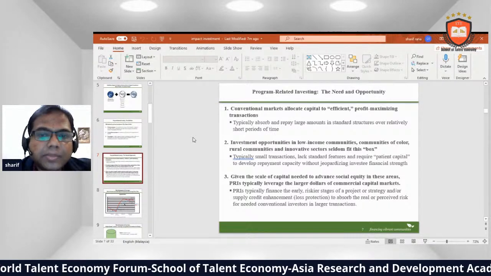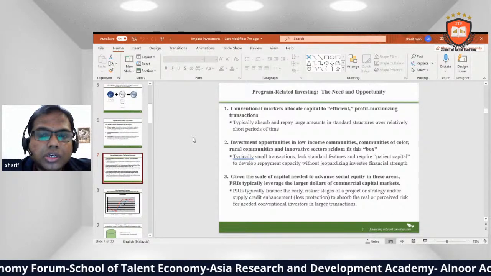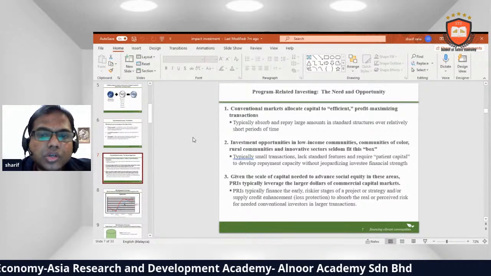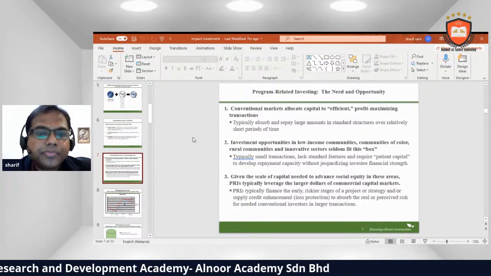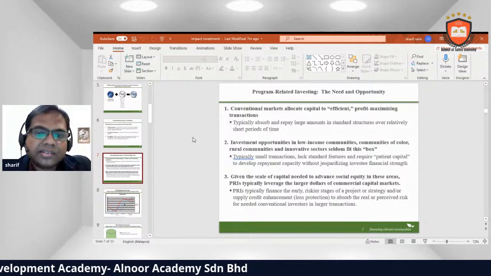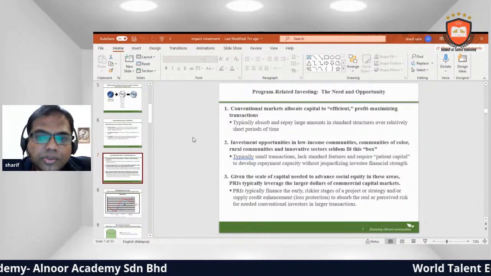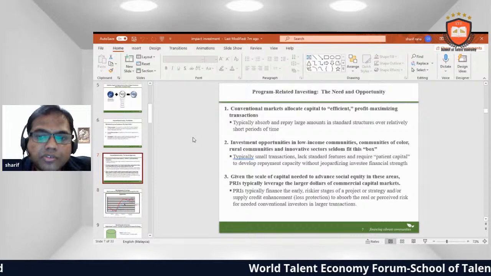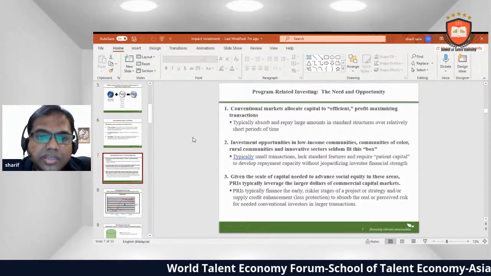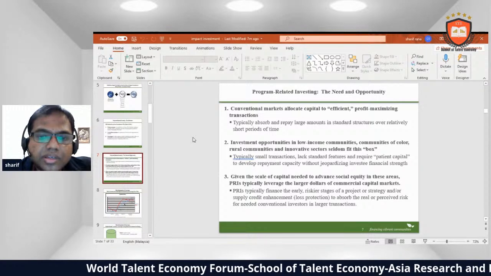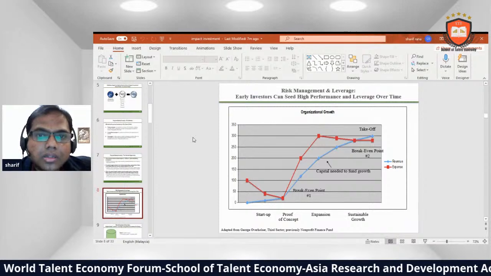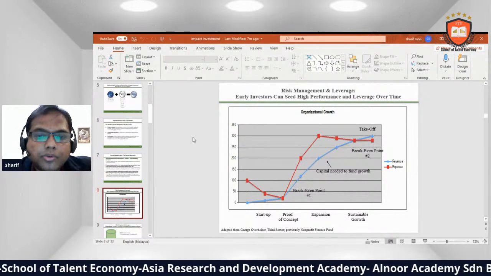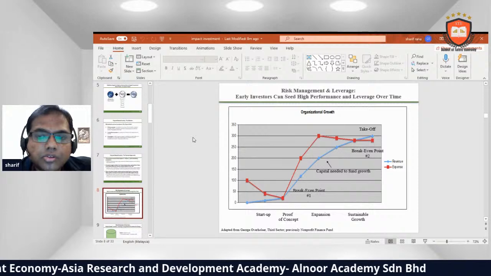Given the scale of the capital needed to advance social equity in this area, PRI typically leverages the large dollars of the commercial capital market. PRI typically finances the early, higher-risk stage of a project, strategy or supply chain, and provides credit enhancement to absorb the real or perceived risk for needed conventional investors in large transactions. Risk management or leverage: startup, proof of concept, expansion, sustainable growth.